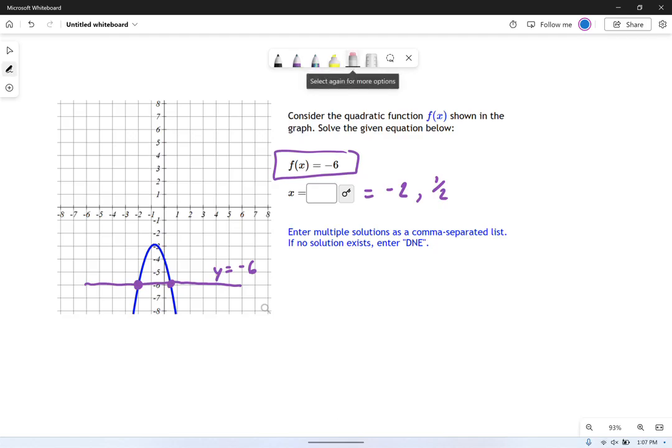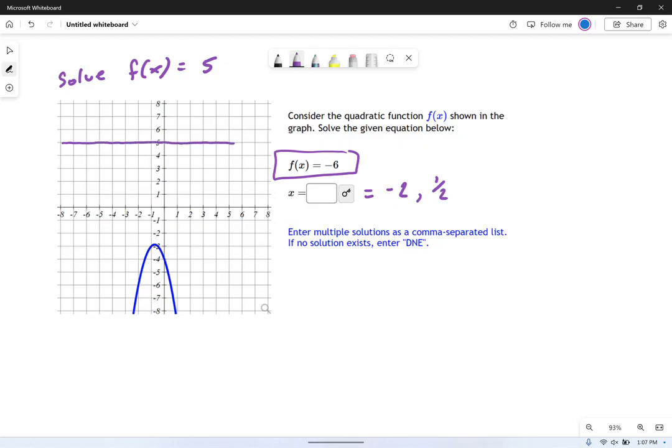Now, sometimes weird things will happen. And I'll give you a sometimes example right here. What if the question had said, solve this. Solve f of x equals 5. Okay, then we could use the same method and draw a line at y equals 5 and say, okay, where does my function hit that line? Nowhere. Okay, in this case, we have a DNE, does not exist. There is no value of x for which your function equals 5.